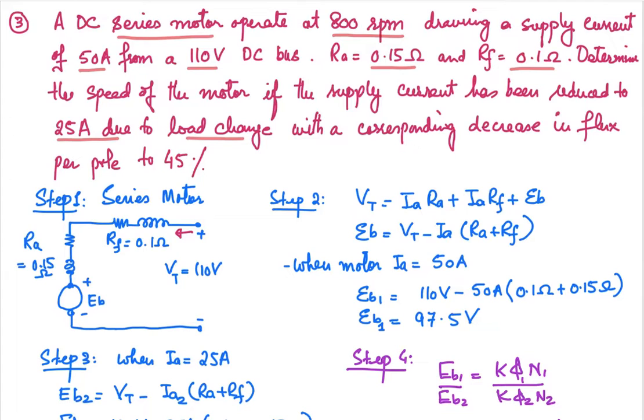Along with that there is a change in flux as well, that is 45%, and the new flux will be 45% of the initial flux. So under this situation we need to determine the speed of the motor.